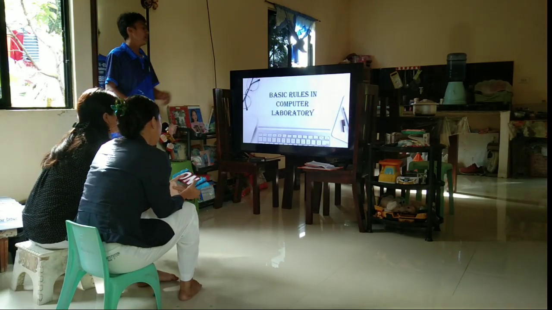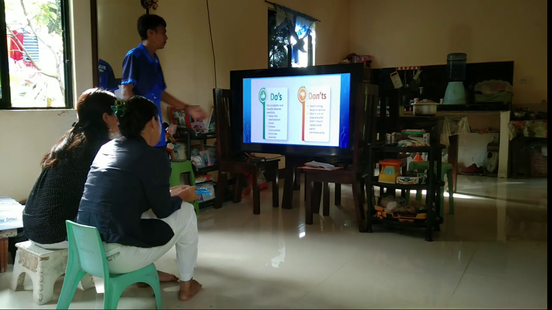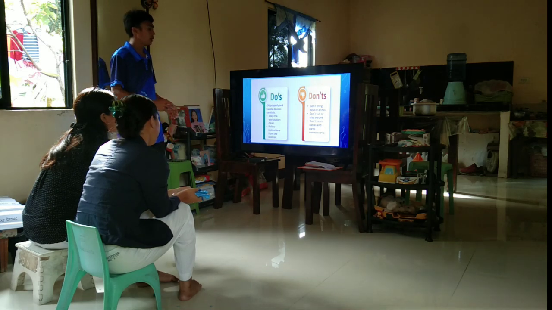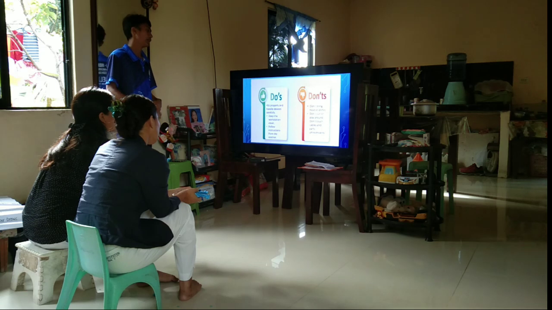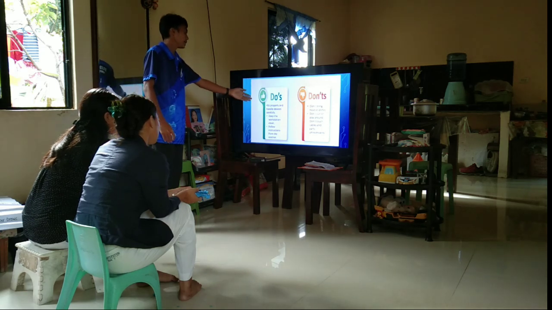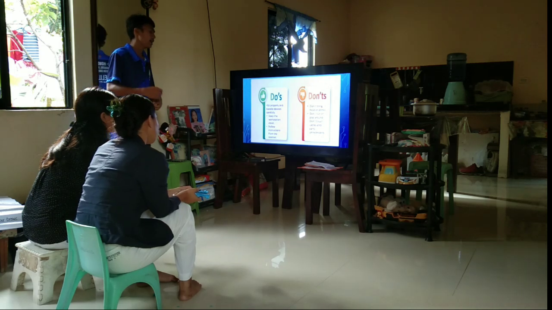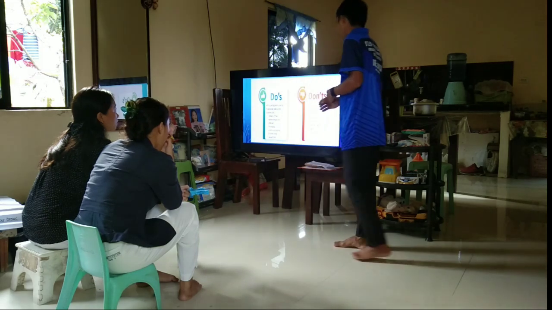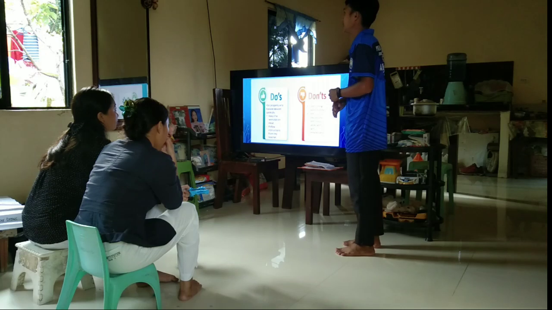Now we are going to proceed to the basic rules in the computer laboratory. Okay? So I have here two separate columns, which are the do's and don'ts inside the computer laboratory. So the first do is you need to sit properly and handle devices carefully. Because if you are careless in your movements, you might damage some basic parts of a computer.